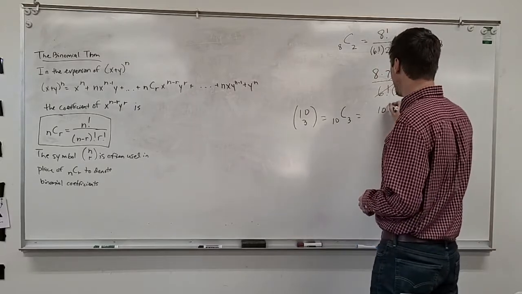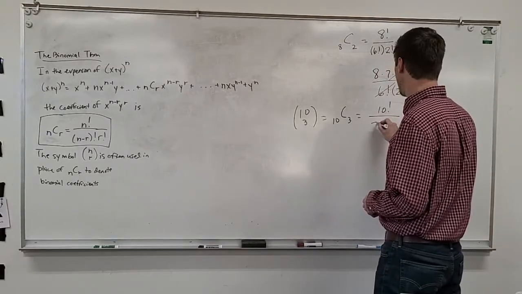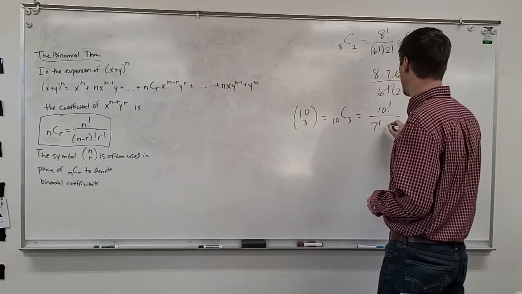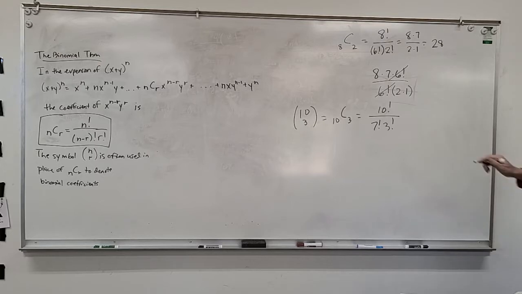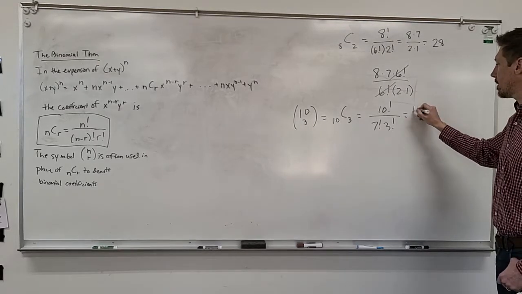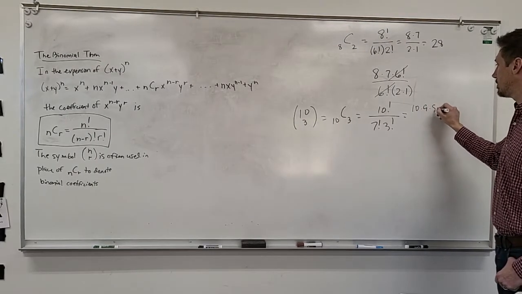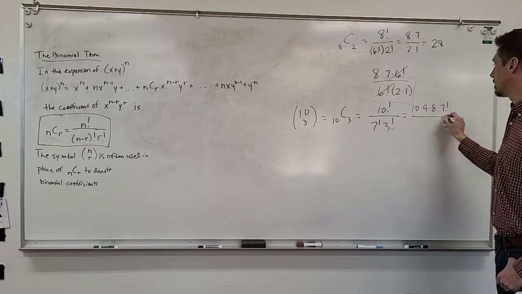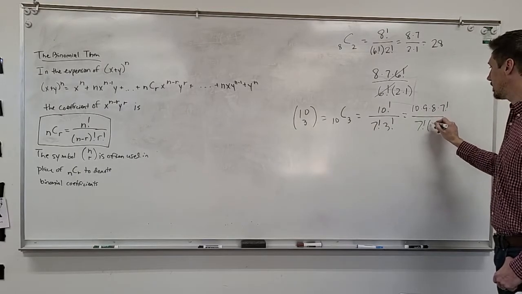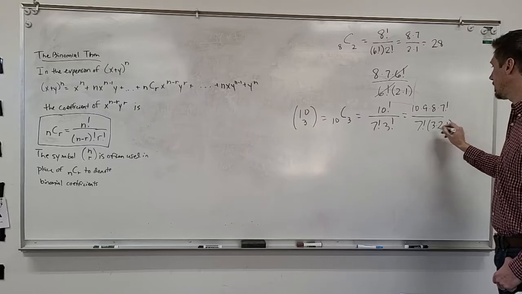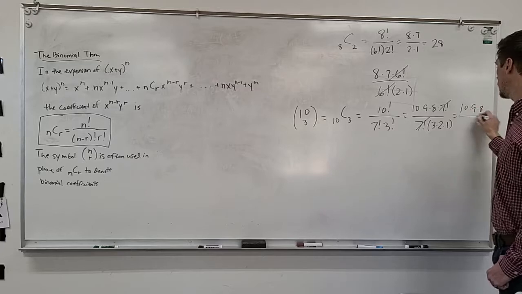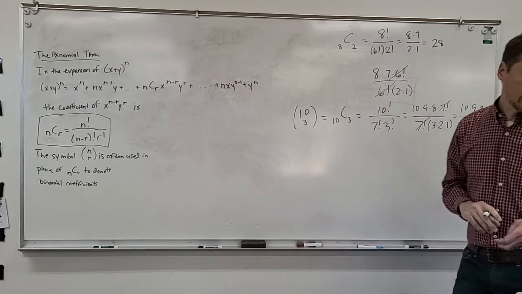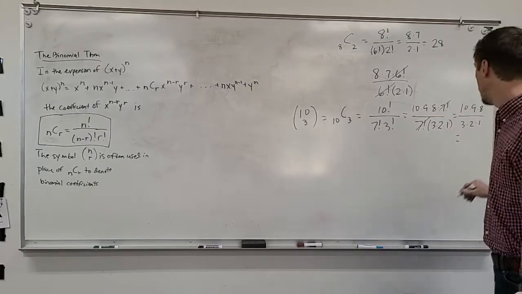So we would have 10 factorial on the top, 7 factorial here, and 3 factorial here. As you're doing this, the same kind of thing happens. We've got 10 times 9 times 8 times 7 factorial, so that'll cancel out with 7 factorial down here. This expands to be 3 times 2 times 1. So our final answer is 10 times 9 times 8 over 3 times 2 times 1, and that gives us 120.